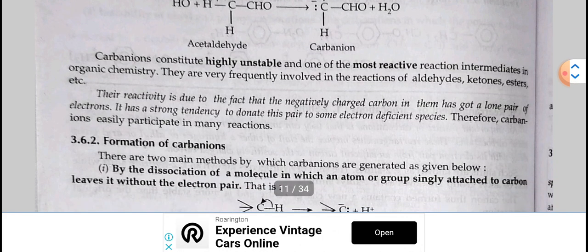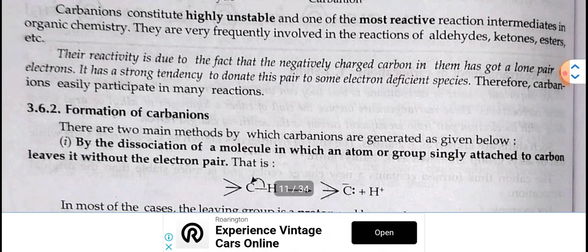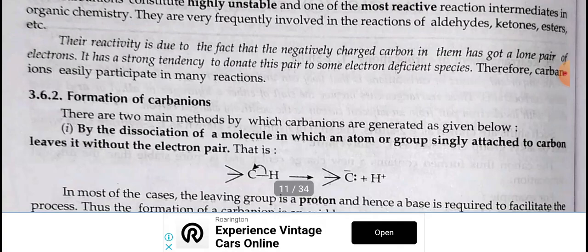Carbanions constitute highly unstable and one of the most reactive reaction intermediates in organic chemistry. They are very frequently involved in the reactions of aldehydes, ketones, esters, etc. Their reactivity is due to the fact that the negatively charged carbon in turn has got a lone pair of electrons. It has a strong tendency to donate this pair to some electron deficient species. Therefore, carbanions easily participate in many reactions.